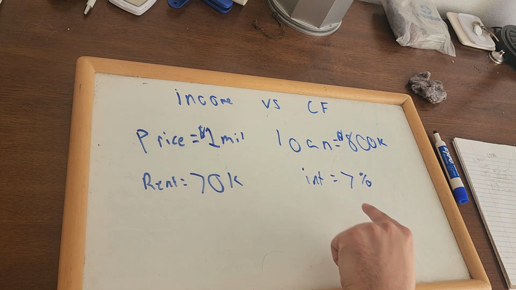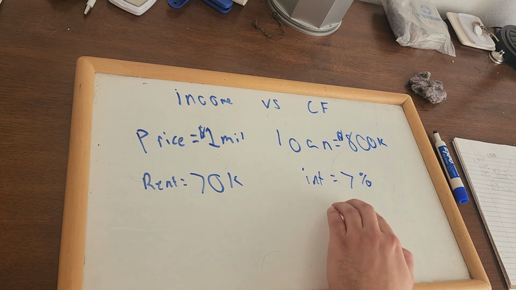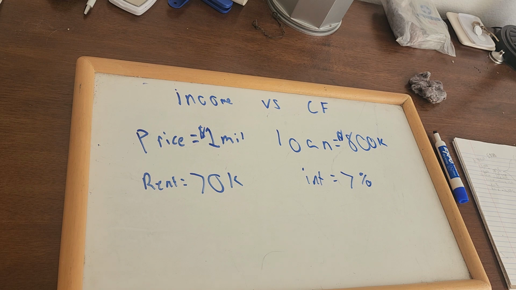This deal sits right here with a purchase price of $1 million, a loan amount of $800,000, interest of 7%, and rent of $70K. Most people would walk away from this deal, and I'm going to show you how you can still make money.